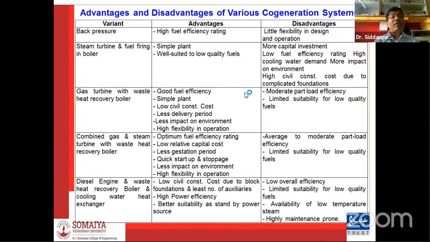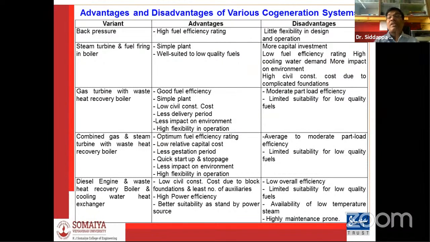In steam turbine and fuel firing in boiler systems, it is a simple plant, but well suited to low quality fuels. In this case, you need more capital investment and it has low fuel efficiency, because with low quality fuel firing, you get a low fuel efficiency rating. Cooling water demand is high, and there is more impact on the environment, because if you use low quality fuel, the emissions will be higher, and if you treat those gases and leave them to the atmosphere, it is going to impact the environment more.